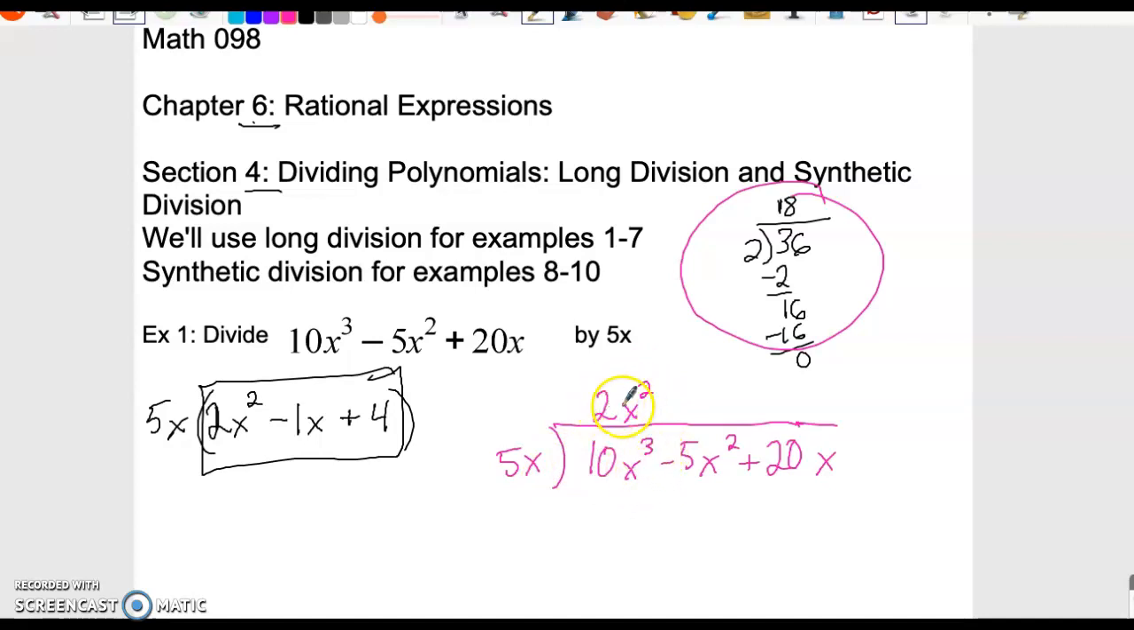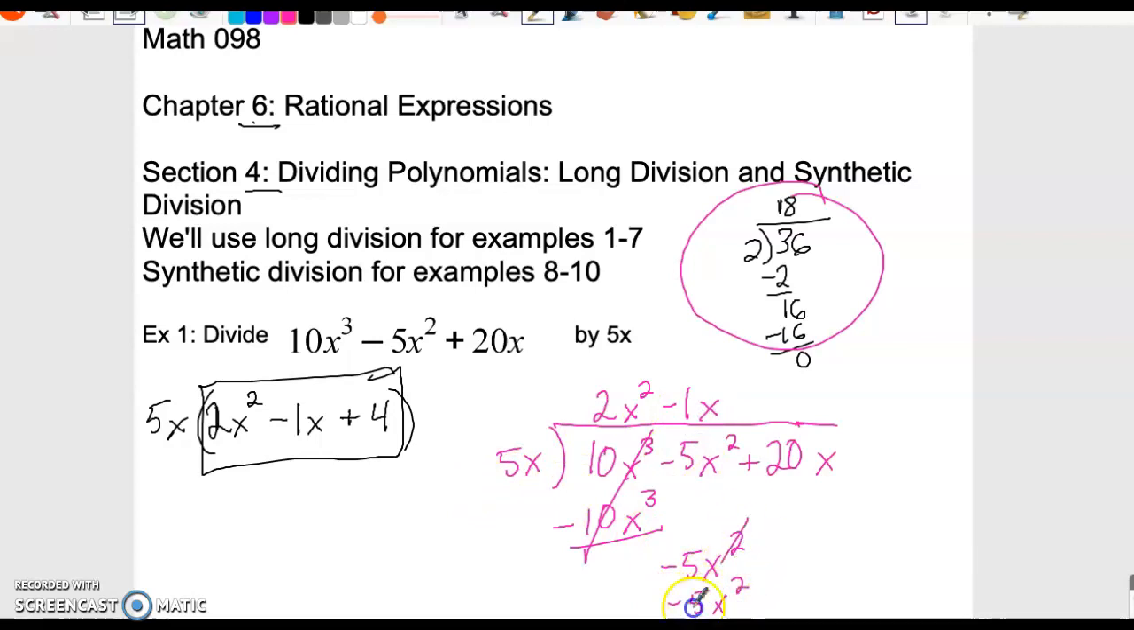Now you multiply this term by each piece here, and we get 10x cubed. 2 times 5 is 10. x squared times x is x cubed. To subtract off, just like what we did here, these pieces cancel. We're left with negative 5x squared. So 5 times what gives you negative 5? Negative 1. x times what gives you x squared? x. And then multiply.